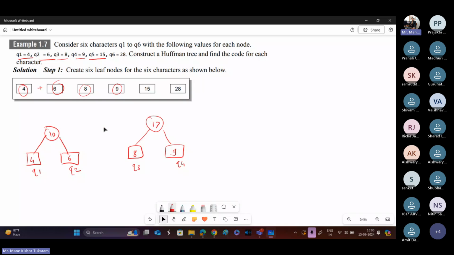Okay, now where will 15 stay? It is above 10, but below 17. Since it is below 17, it will not be here. So we have to bound that particular inside this particular tree. Okay, so I can just construct 4, 6, 10 and here I want to just add the 15. So Q5, Q2 and Q1. Okay, and whatever the addition of these two is nothing but the 25. So I just write the 25.